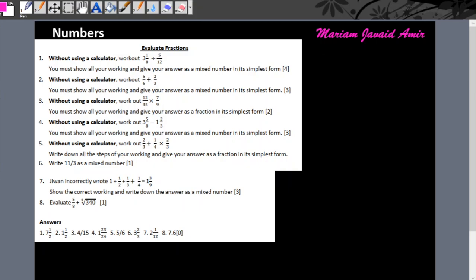Question 7. Jivan incorrectly wrote this sum as 1 whole 3 by 9. Show the correct working and write down the answer as a mixed number. So we have to add all these numbers. So for part 7 we have to add 1 plus 1 over 2 plus 1 over 3 plus 1 over 4, which means we're taking LCM for all these numbers.